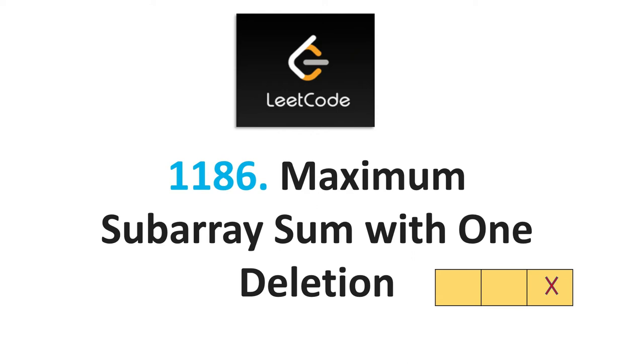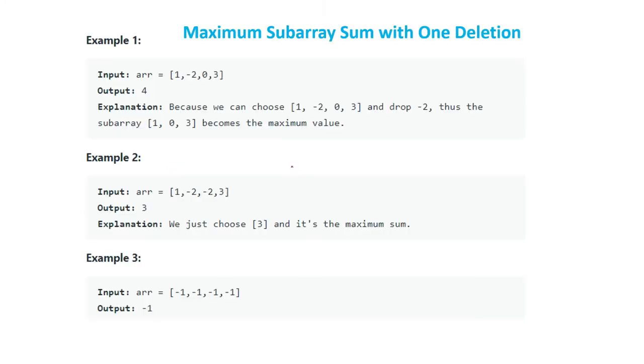Today we'll discuss one problem from LeetCode, that is maximum sub-array sum with one deletion, and the problem number is 1186. So let's talk about the problem statement now. The problem statement is very simple. We have to find the maximum sub-array sum with one deletion. So here one example is given.